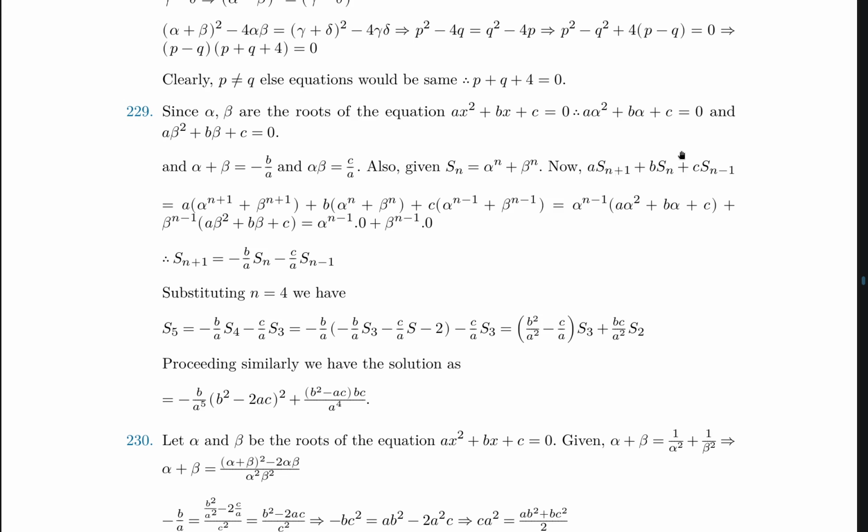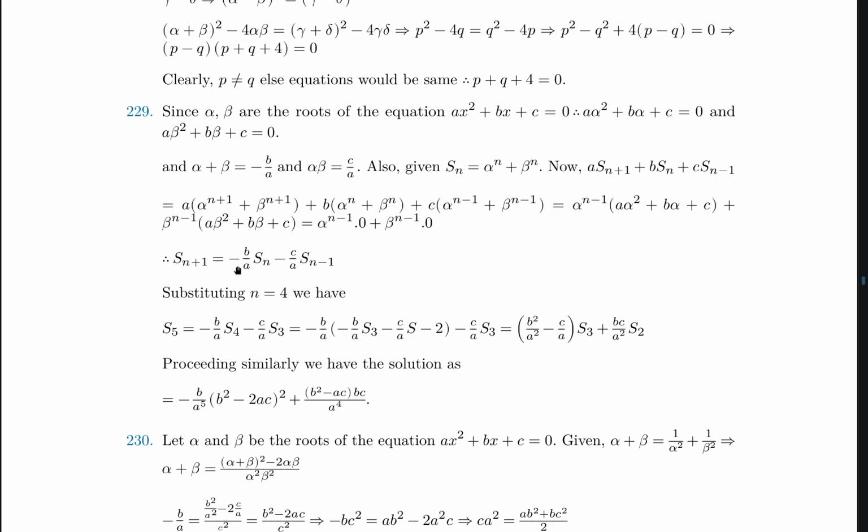From the given equation, we plug in the values of alpha and beta. Once we plug in the values, we take out alpha to the power n minus 1 from all the terms, we get a alpha square plus b alpha plus c. And then we take beta to the power n minus 1 common, we get a beta square plus b beta plus c as the other factor. And we have proven that these two are 0, so this sum is 0.